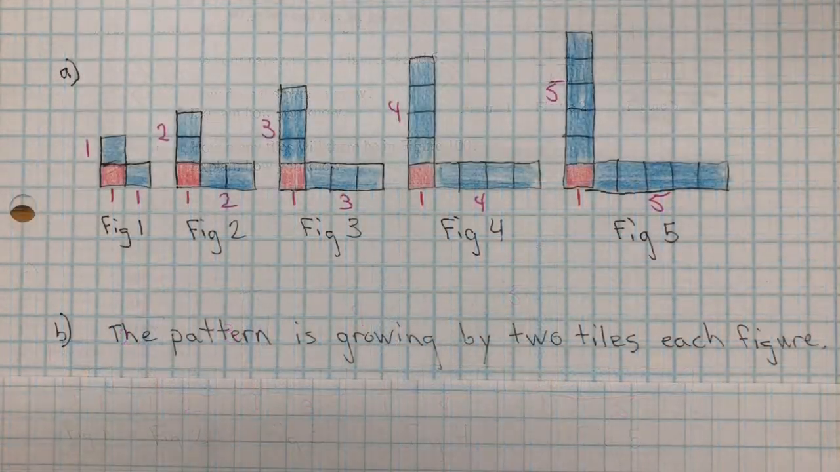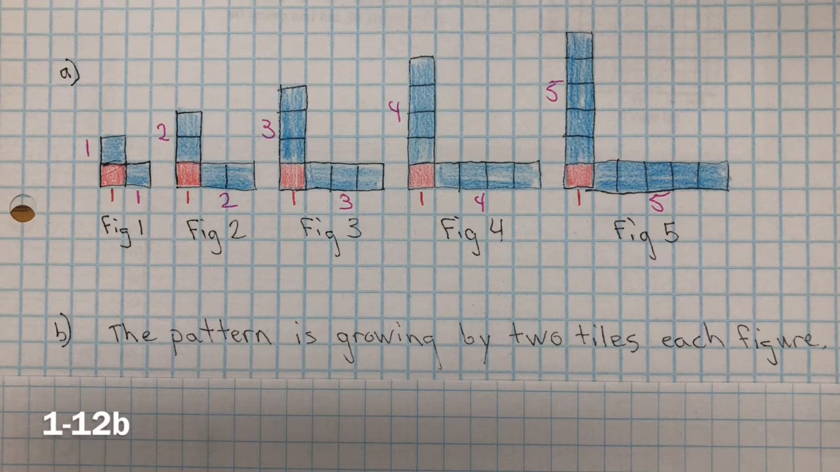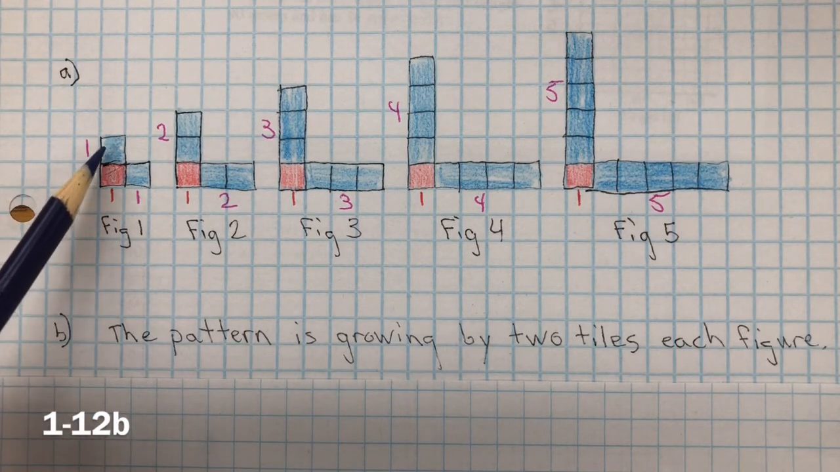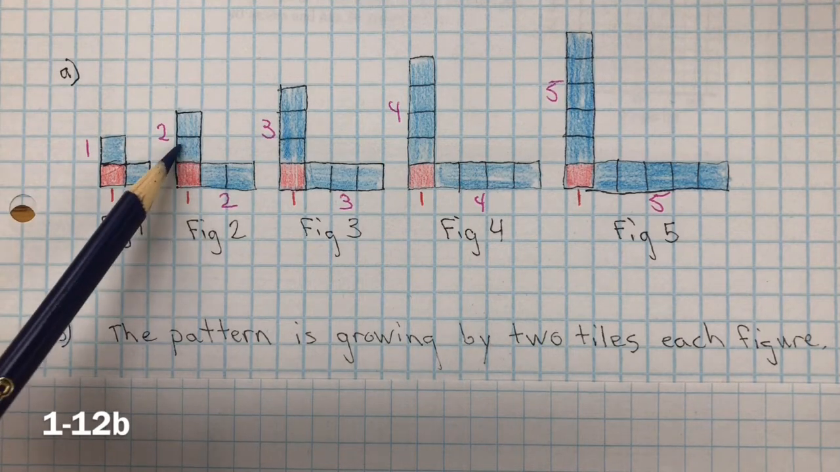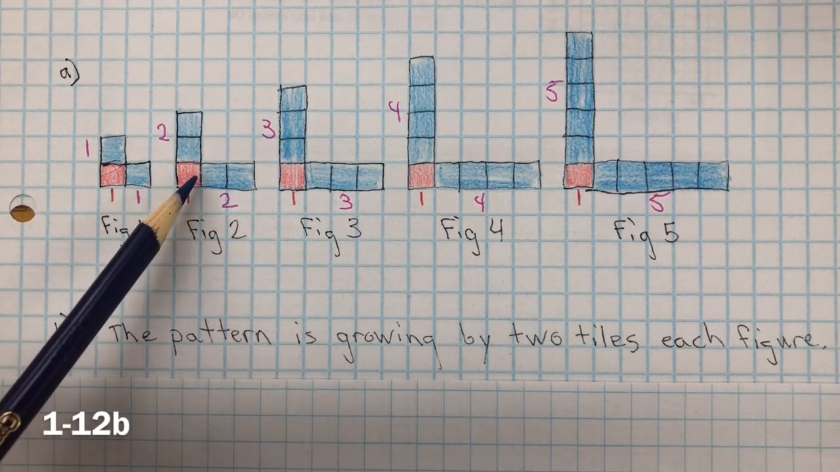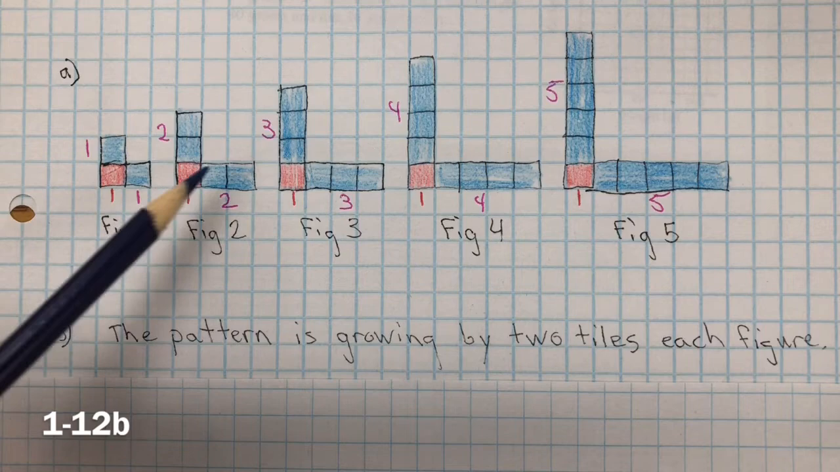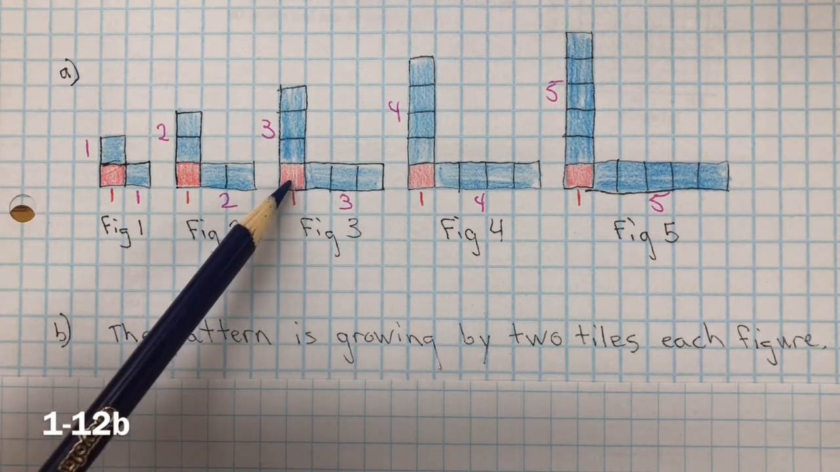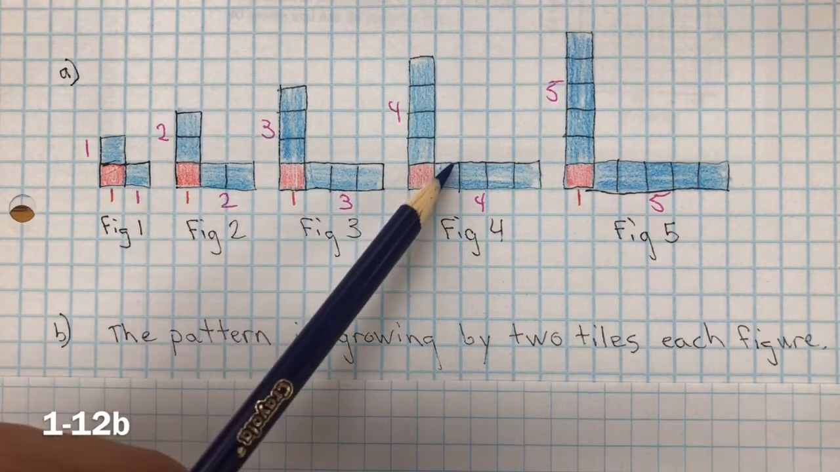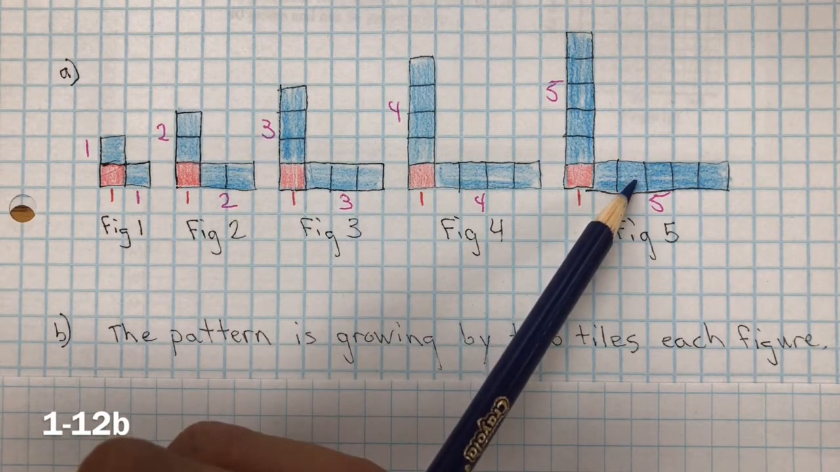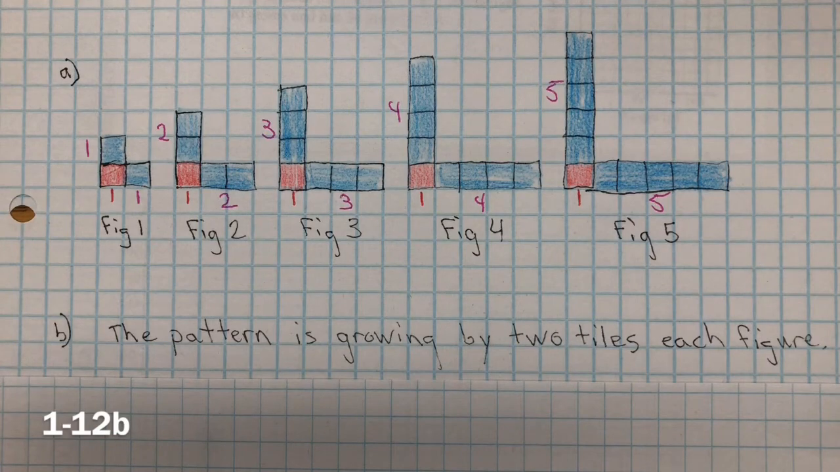In 112b, how does the pattern grow? And explain how you know. So you can see that the pattern is growing by 2 tiles for each figure. Here you have a total of 3. And here, 1, 2, 3, 4, 5. So 5, so you have 3, 5, 6, 7, so 7. So you have 3, 5, 7, 9, 11. So the pattern is growing by 2 tiles for each figure.